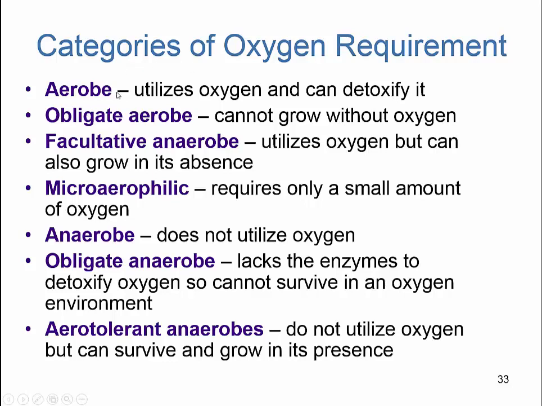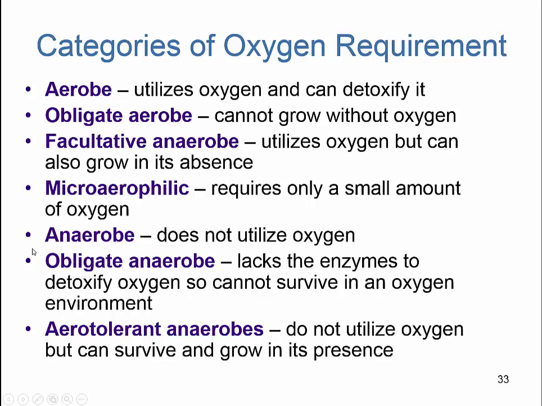Obligate aerobes must live in an aerobic environment. They cannot grow without oxygen. A facultative anaerobe is a microbe that typically utilizes oxygen but can grow in its absence. And so a facultative anaerobe can grow in aerobic conditions as well as anaerobic conditions. Microaerophilic microbes require only a small amount of oxygen. So this is not regular atmospheric oxygen levels, but lower than normal, but they do not thrive in anaerobic conditions.